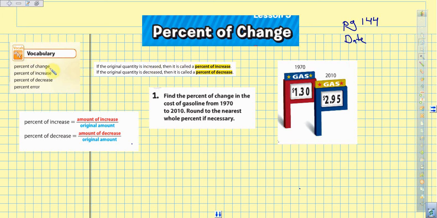Percent of change, that's our first vocabulary word, is anything that has a change. Sometimes our changes, especially with numbers, are an increase, which means it goes up, or a decrease, which means it's going down. When numbers increase, whether it's money, in this case gas prices, we call that an increase, and when it goes down we have a decrease. Then we can find the percent of that. How much of a percent did it go up out of 100, or how far did it go down as a percent?